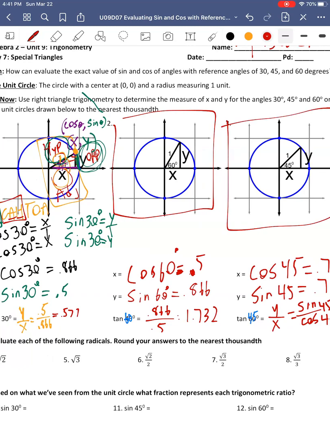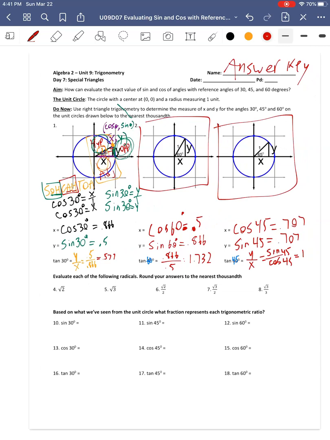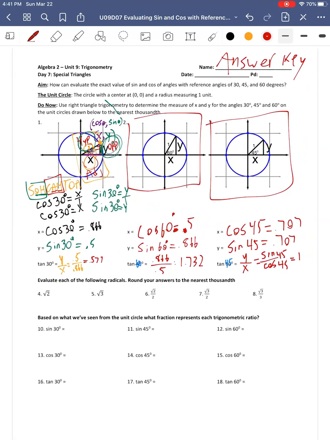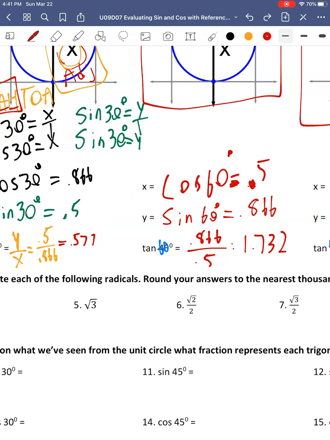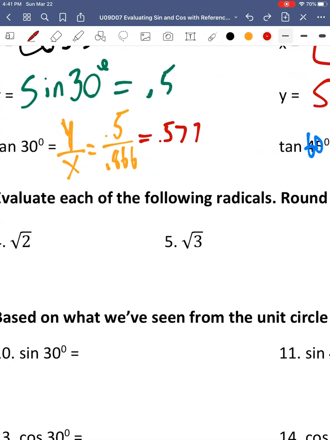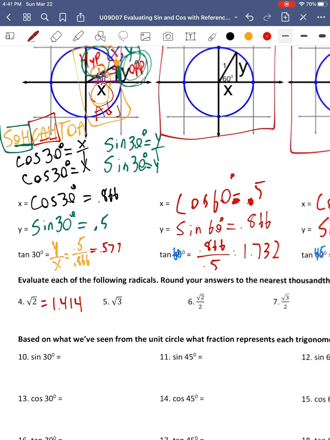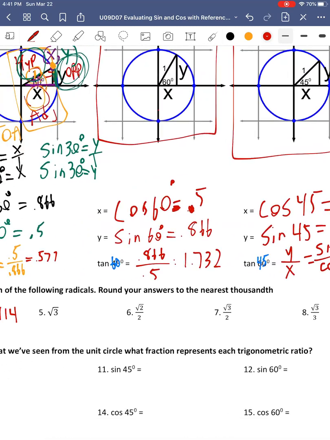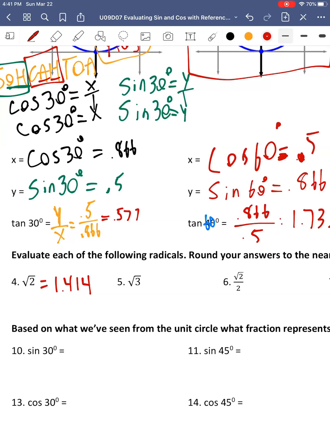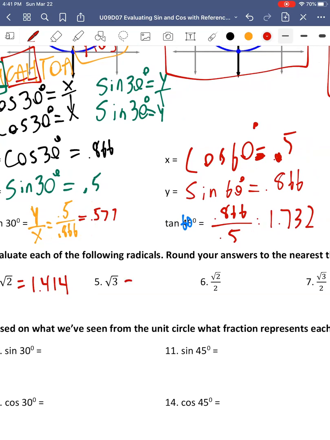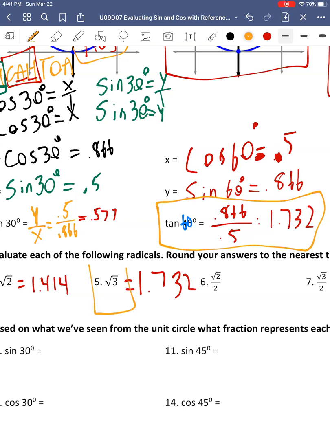The next part of our assignment is just to do some calculations. So we're going to evaluate the following radicals to the nearest thousandth using our calculator. If I were to use my calculator on radical 2, I should get 1.414. Now that number doesn't match any of the numbers from above, but the other ones all are going to match some of them. Radical 3 is 1.732, which you'll notice matches tangent of 60. So every time you see 1.732, you can write radical 3.